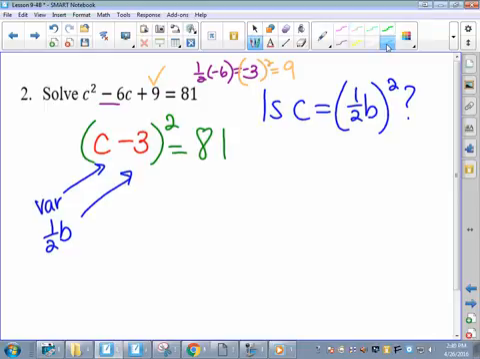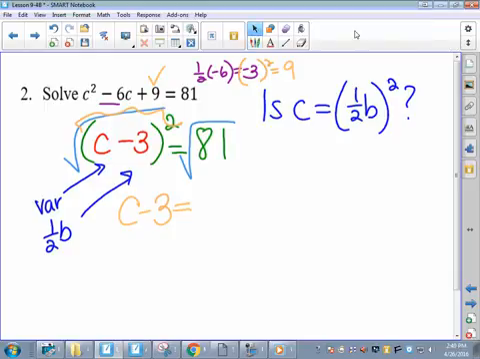So I'm going to square root both sides. Square root and squaring cancel each other out. So I'm left with a c minus 3 equals, what is the square root of 81? We get a nice neat number here. We could get decimals. That's all right. So here I get a positive and negative 9.